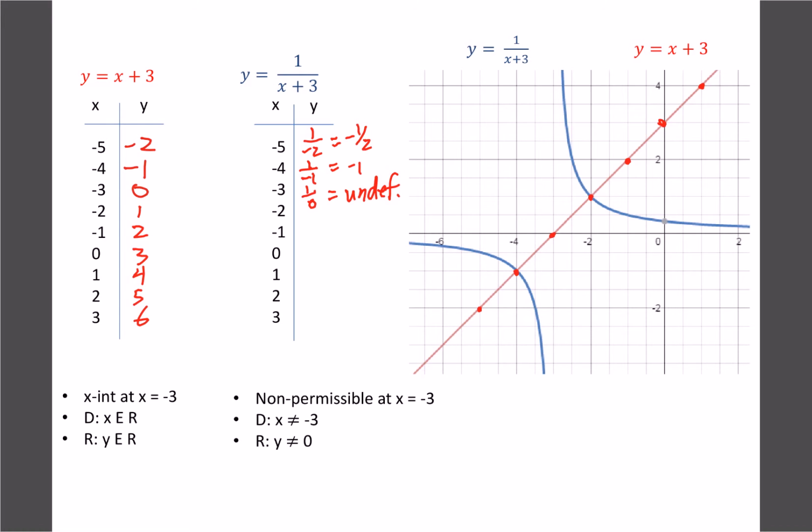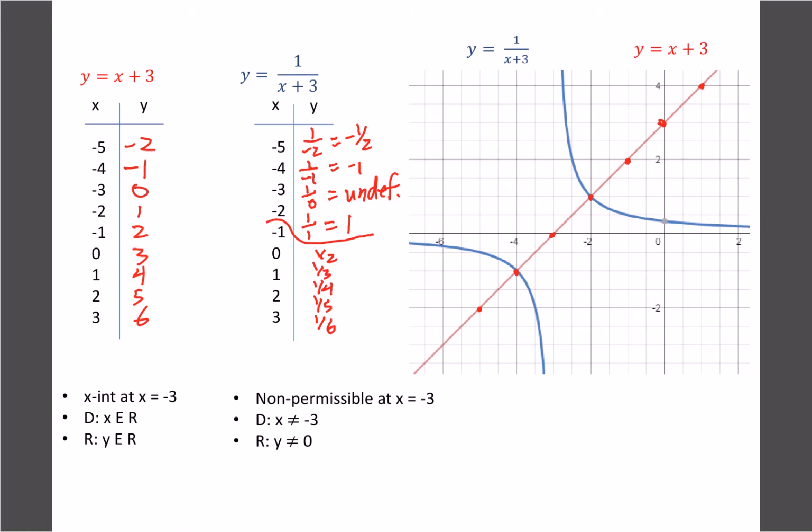If we continue with these, -2 gives 1, so we'd have 1 over 1, which is 1. I'm running out of room here, but we'll continue. For -1, we'd end up getting 1/2. I messed up on that, because with -1 in there, we'd have 1 over 2. Let's change that. So we'd have 1/2. For 0, we'd have 1/3. For 1, we'd have 1/4, 1/5, 1/6, and so on.